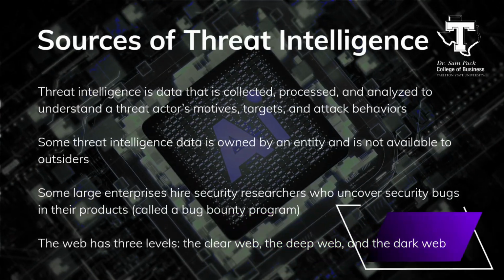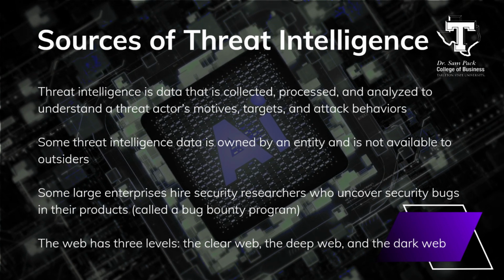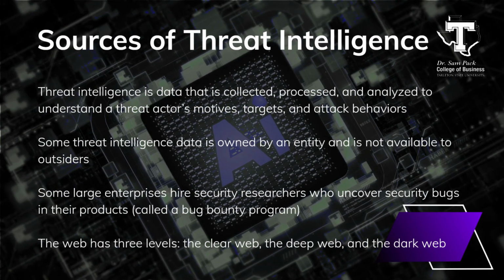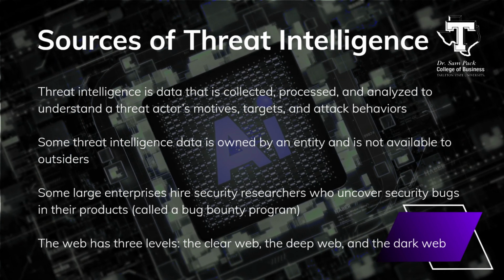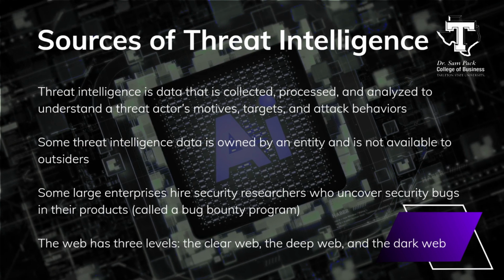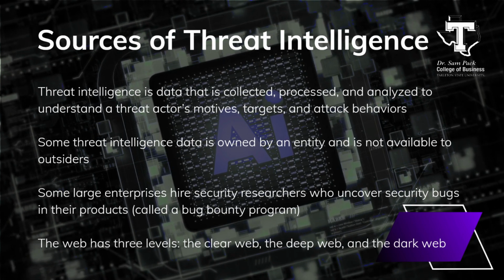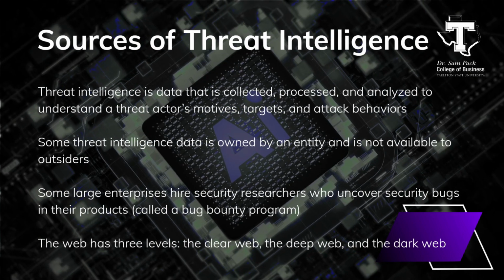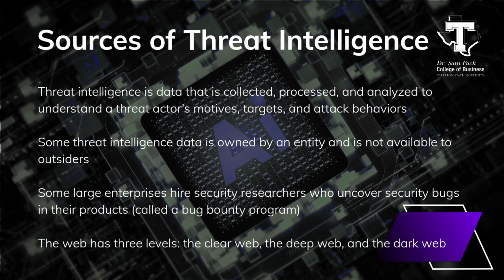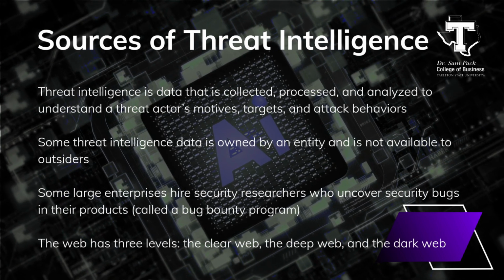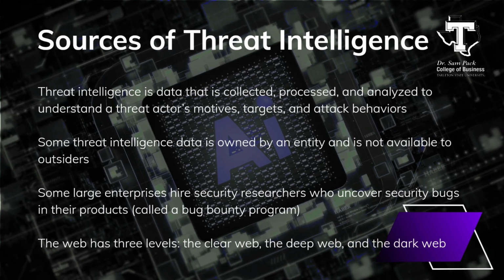Let's shift gears a bit and talk about threat intelligence. This is essentially data that helps us understand the motives, targets, and behaviors of threat actors. Some of this information is proprietary and not accessible to outsiders, which can limit our view. Large companies often tackle this by hiring security researchers to find bugs in their products through what's known as a bug bounty program. Also, it's important to know that the web is divided into 3 layers: the clear web, the deep web, and the dark web. Each level offers different levels of access and security challenges.